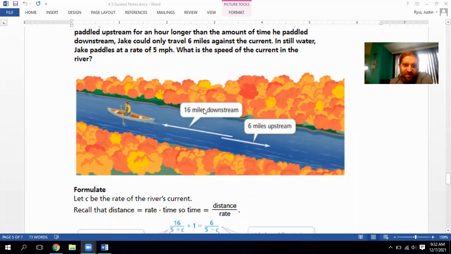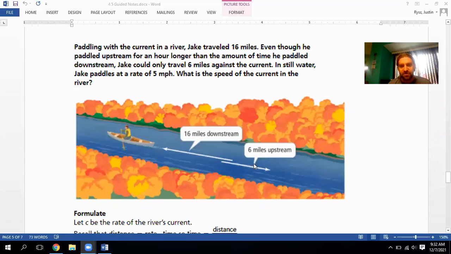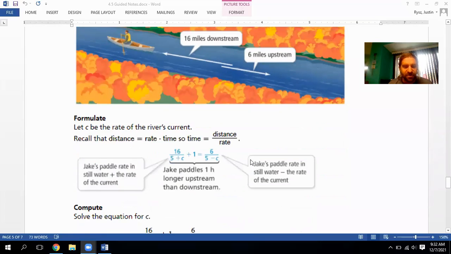Okay, so let's talk about this here. Paddling with the current, I was thinking 60 miles total. So when he goes downstream, he's getting that speed added to his miles per hour. And even though he paddled an hour longer upstream, he only went 6. So that's going to make a difference here. If we think about this, distance is rate times time. So we can say time is also the distance divided by the rate.